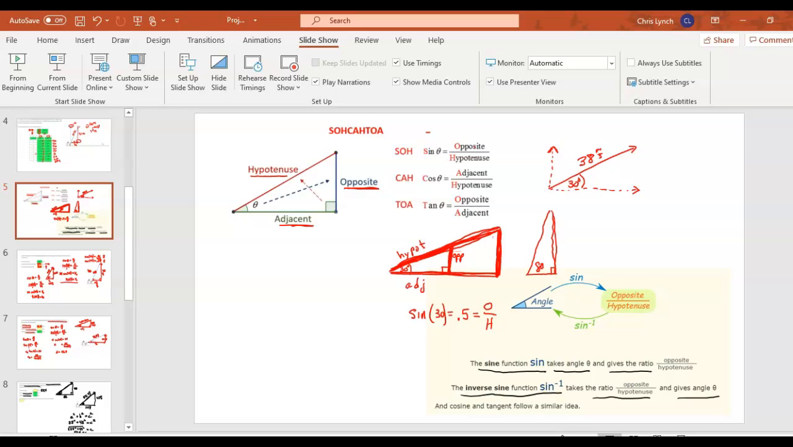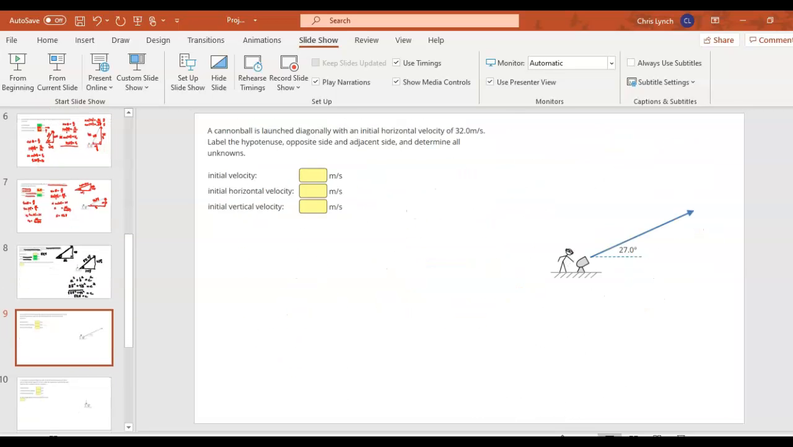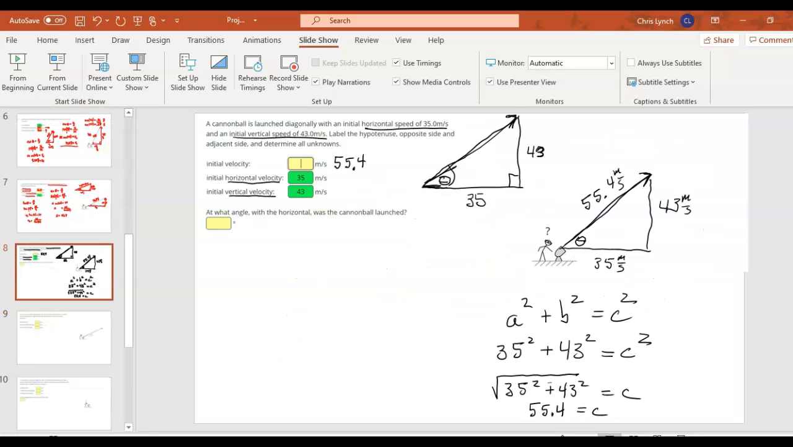And it says the cosine and tangent follow a similar idea. So we have inverse sine, inverse cosine, and inverse tangent functions that we can use. So let's just demonstrate that. In this case, we know the opposite side and the adjacent side that were given to us in the beginning. So let's just use tangent. Tangent of the angle is going to be equal to the opposite over the adjacent. So the tangent of our angle will be the opposite, which is 43, over 35. Okay, so that's our ratio.